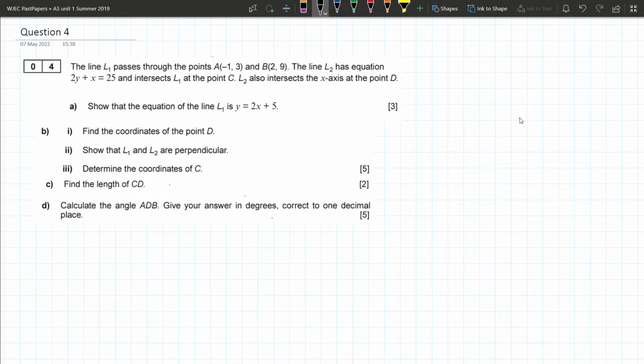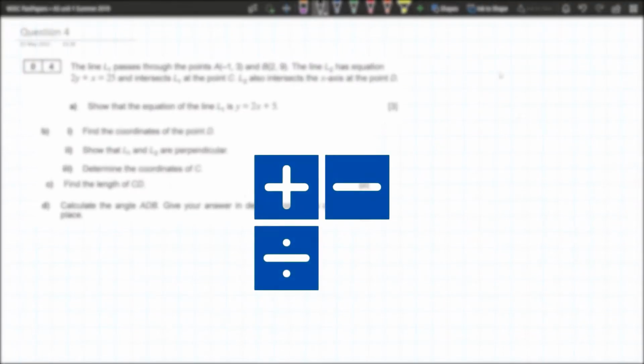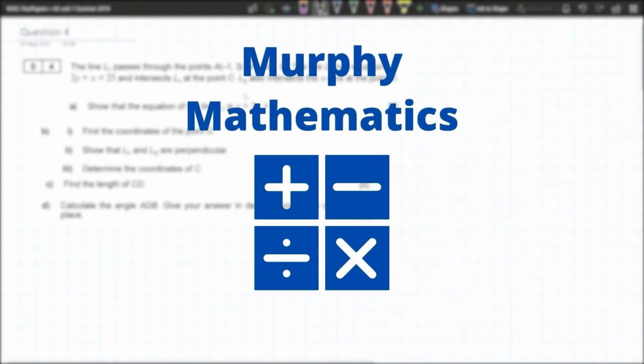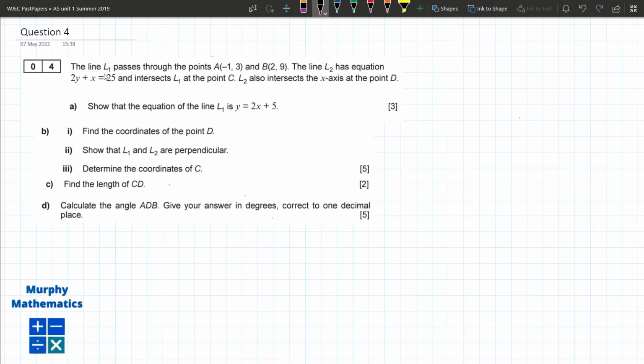Hi guys, so this is question 4 on the Unit 1 Summer 2019 WJC past paper. This is a geometry question and we're told the line L1 passes through the point A (-1, 3) and B (2, 9). The line L2 has equation 2y + x = 25 and intersects line 1 at the point C. Line 2 also intersects the x-axis at the point D. Firstly we're asked to show that the equation of the line L1 is y = 2x + 5.